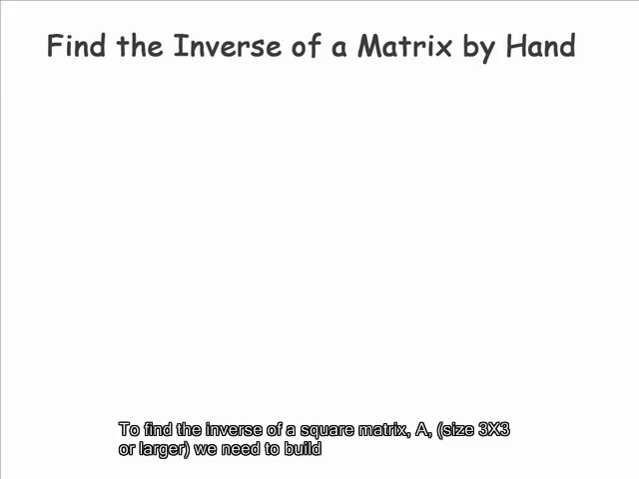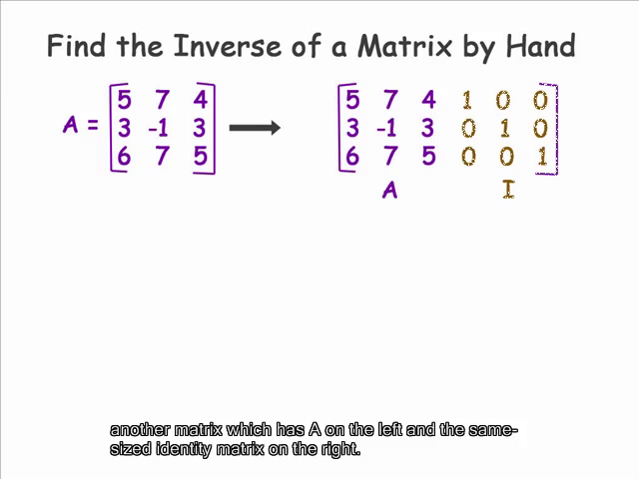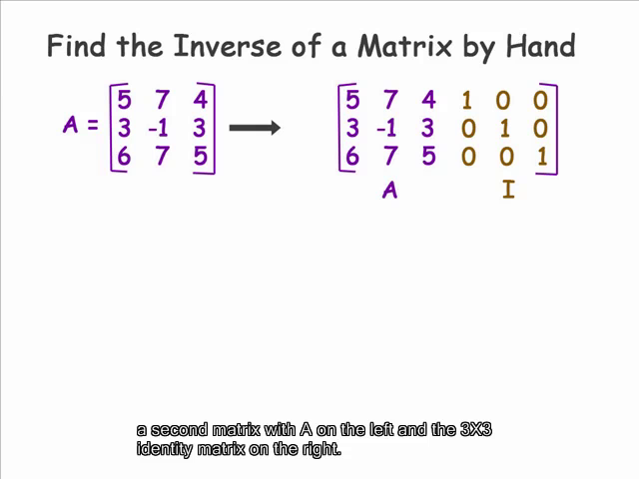To find the inverse of a square matrix A, size 3 by 3 or larger, we need to build another matrix which has A on the left and the same sized identity matrix on the right. For example, to find the inverse of A equals row 1: 5, 7, 4; row 2: 3, -1, 3; row 3: 6, 7, 5, we need to build a second matrix with A on the left and the 3 by 3 identity matrix on the right.